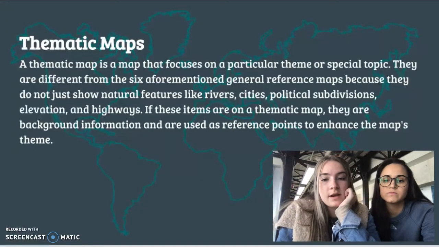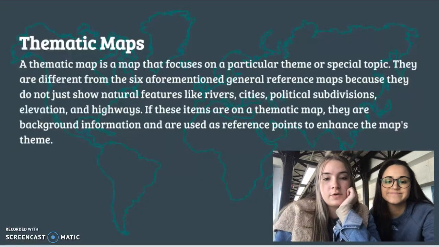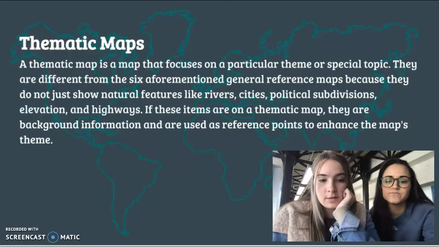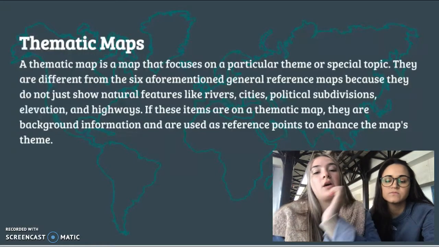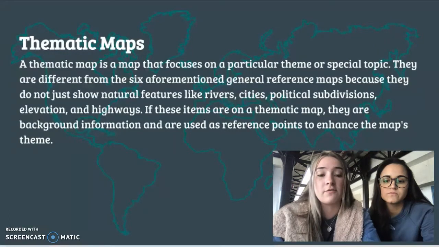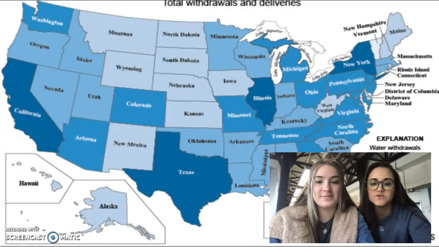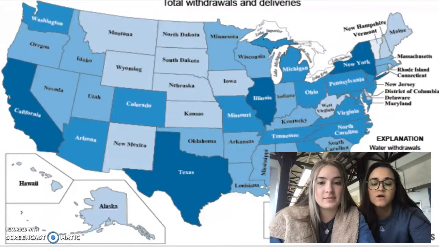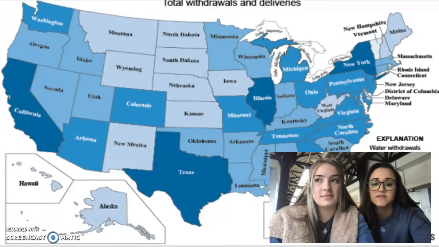This map is a thematic map, and that is used to focus on particular themes or special topics. They're different from the six mentioned general reference maps because they don't show natural features like rivers, cities, political subdivisions, elevations, or highways. And if these items are on there, they're used for background information or as a reference to enhance the map's theme. In this map of the U.S., you could see that the lighter colors have a water withdrawal, and in the darker states, they have more water supply.